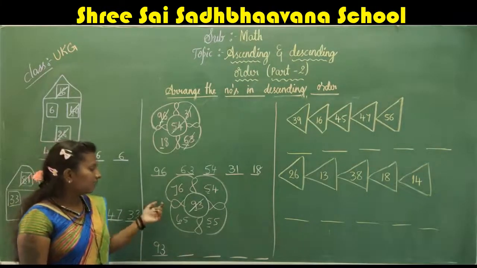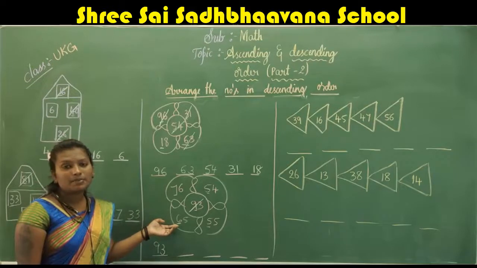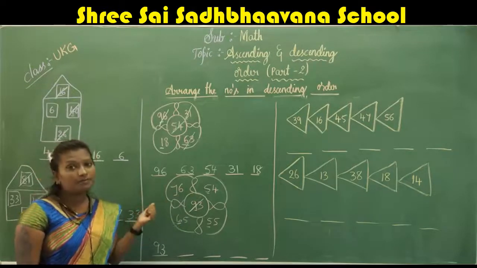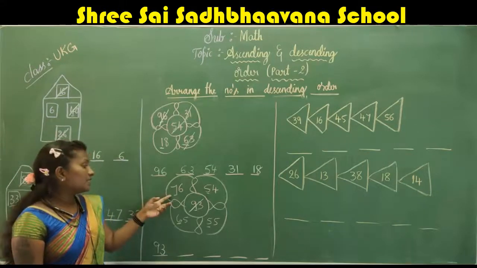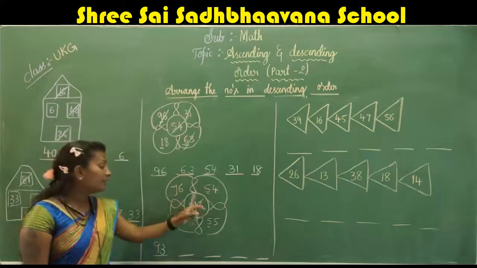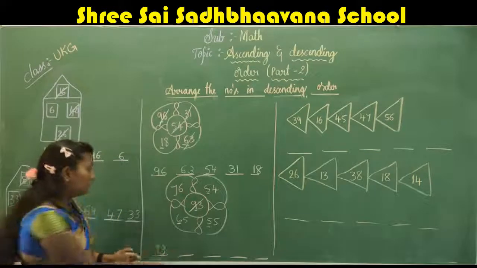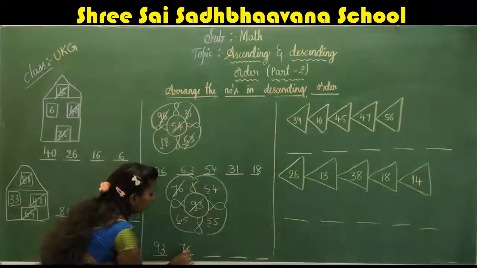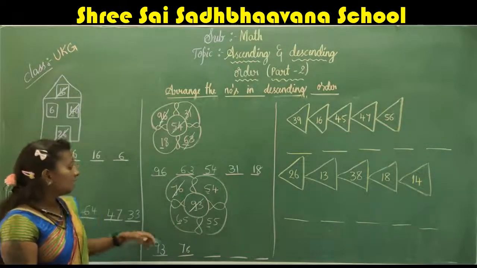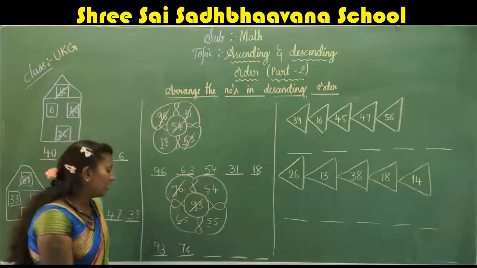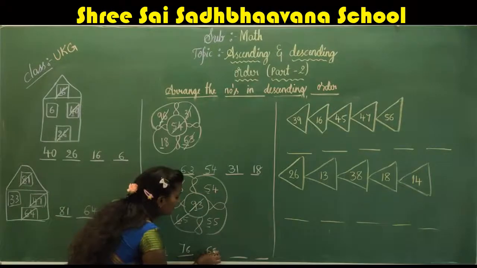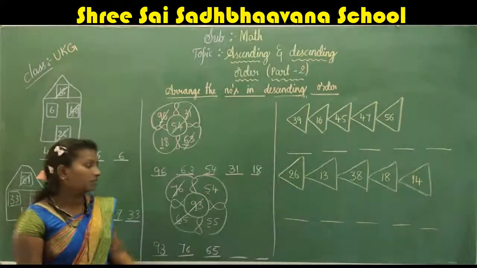Okay, next. Is 6 the biggest number? No. Is 5? No. Then which is the biggest number here? Yes, 76 is bigger than 54, 65 and 55. So this number we have to write in the second place. Next, 6, 5, 5. So 6 is bigger than 5. So 65 is the biggest number. That number we have to write in the third place.